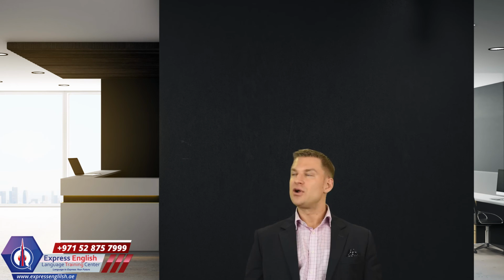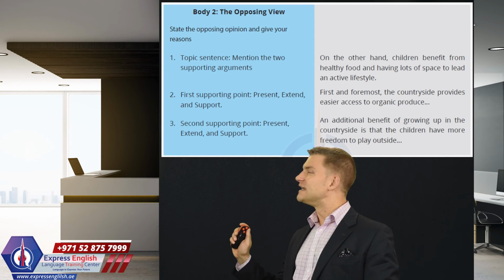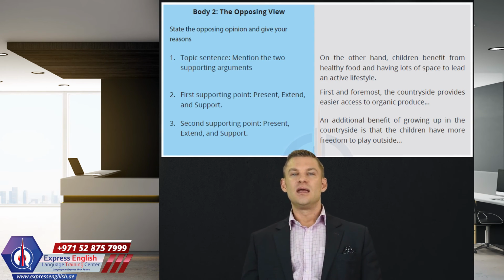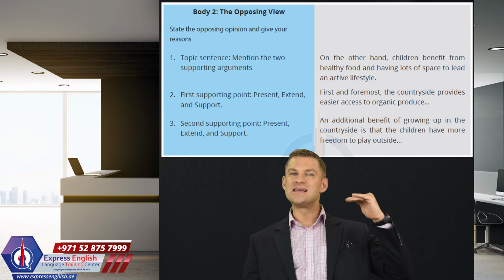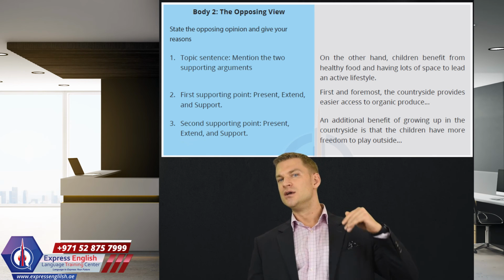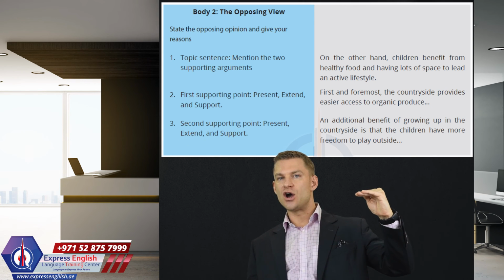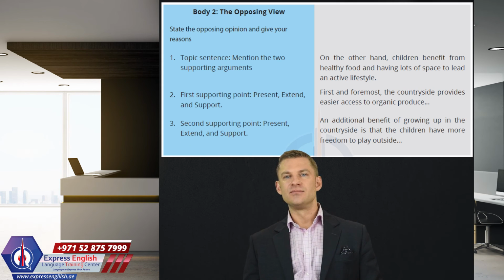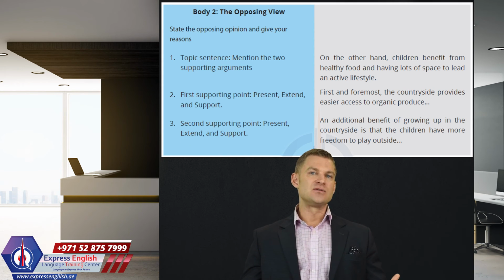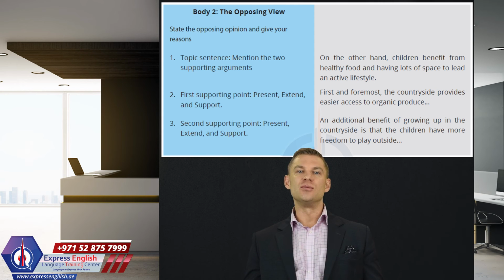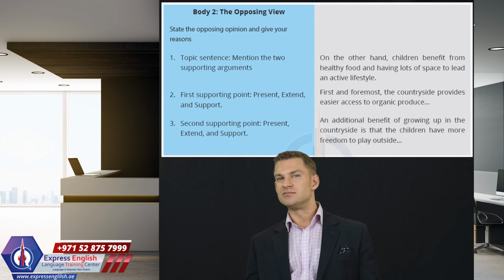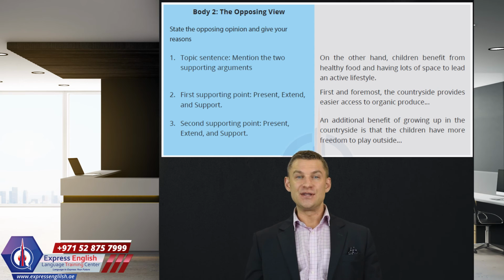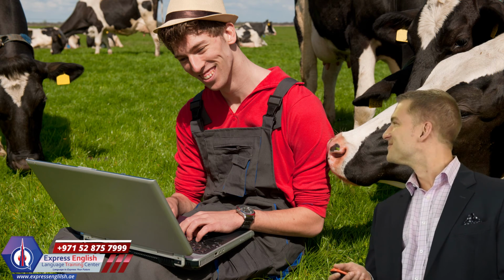Okay, on to body paragraph 2 that you can see here. In this one, we follow exactly the same structure as in body paragraph 1. Topic sentence, first argument PES, second argument PES. The exception here is we're now writing about arguments supporting the opposing side. Here it's going to be points in favour of the countryside.